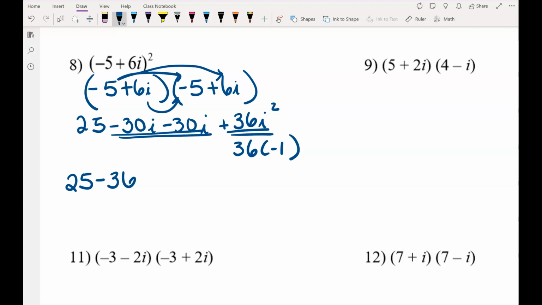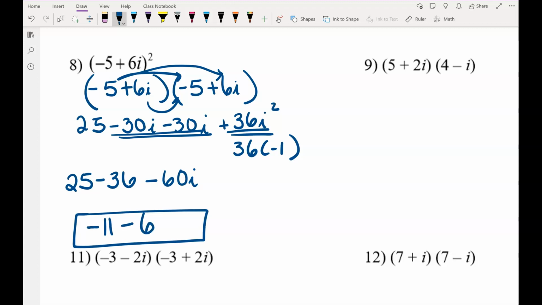In the middle, what should we get? Negative 60. All right, is that okay? So far, so good? Final answer. What should we get? Negative 11 minus 60i.